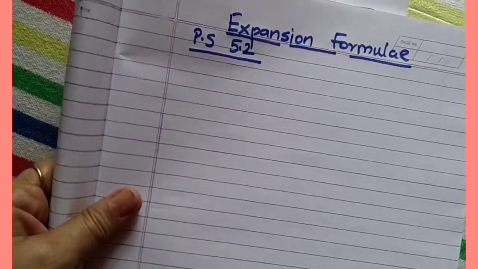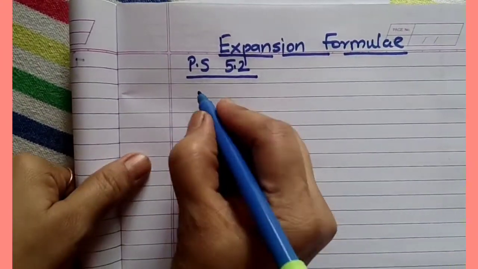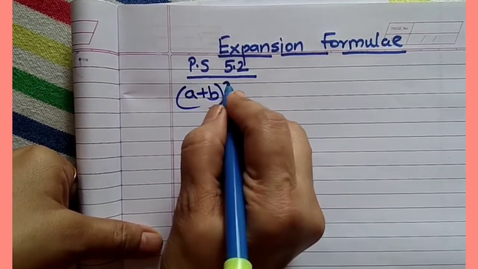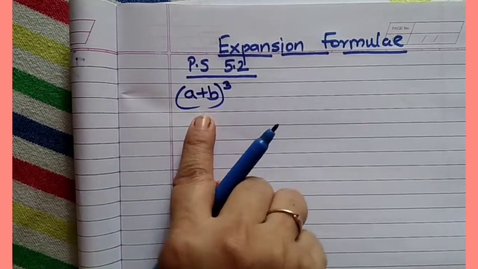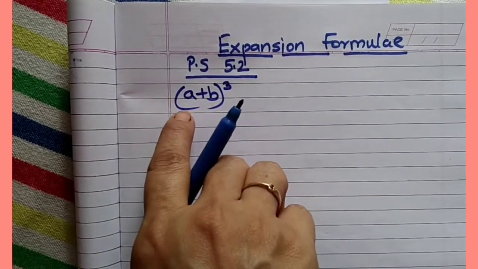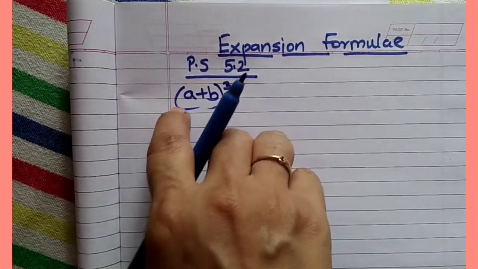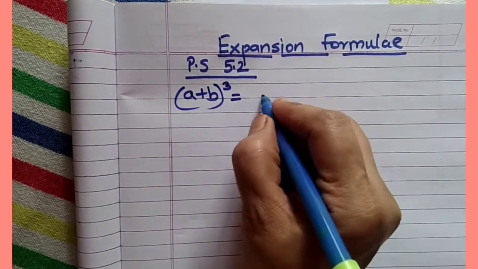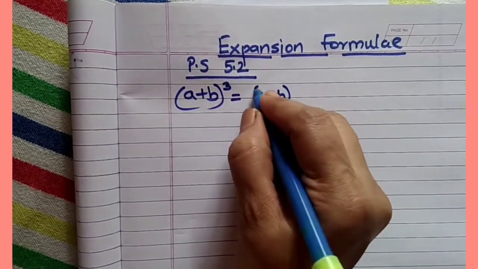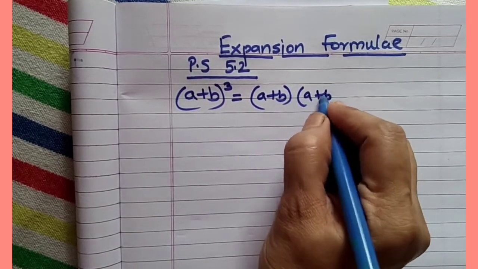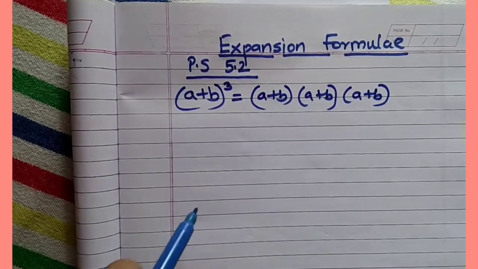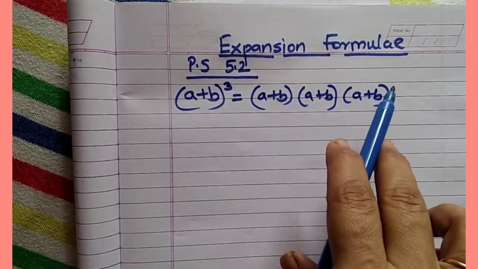Okay, now that expansion formula is (a + b) the whole cube. When you are saying this, you have to say it as a plus b the whole cube. Now what does this mean? (a + b)^3 is (a + b) multiplied by (a + b) multiplied by (a + b). So three times we are multiplying a plus b.